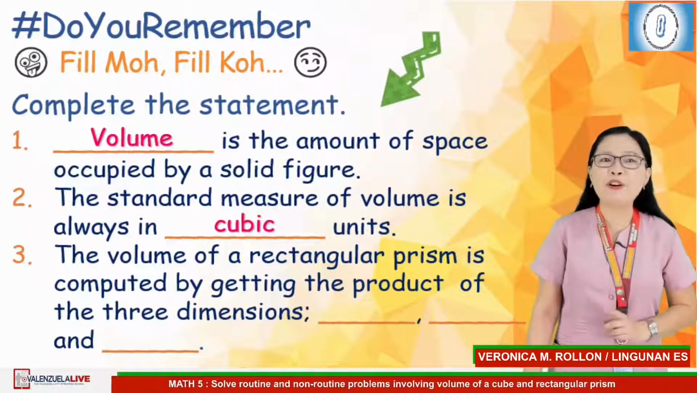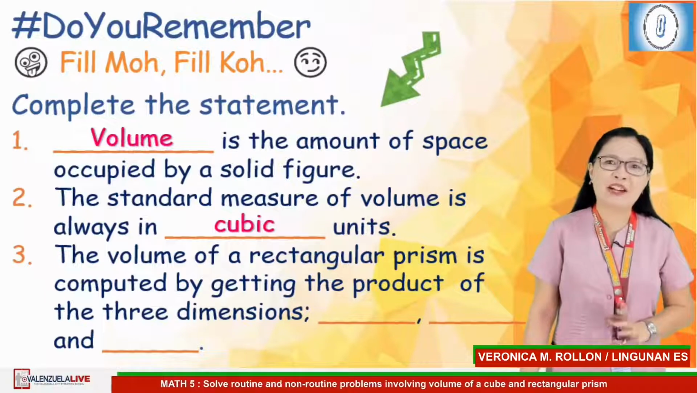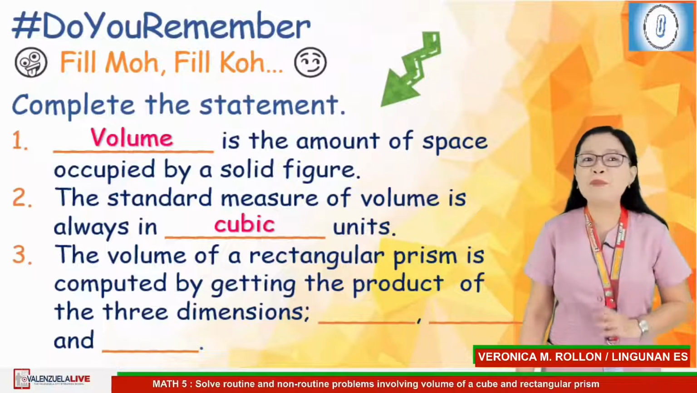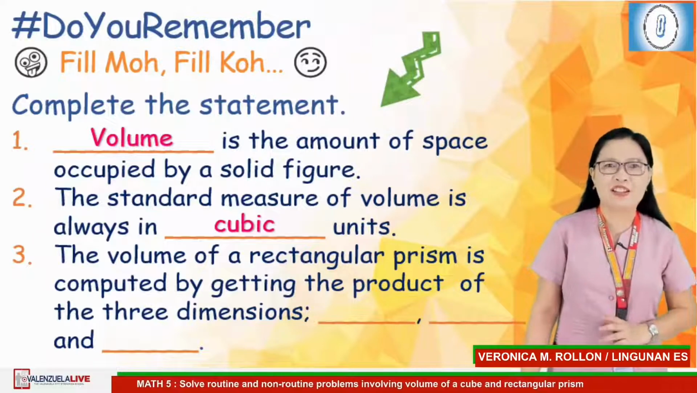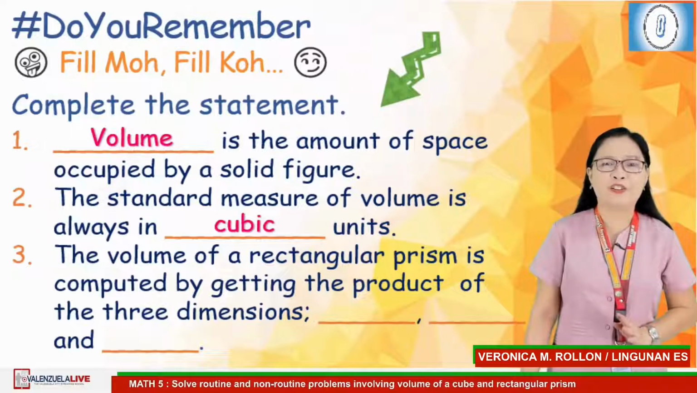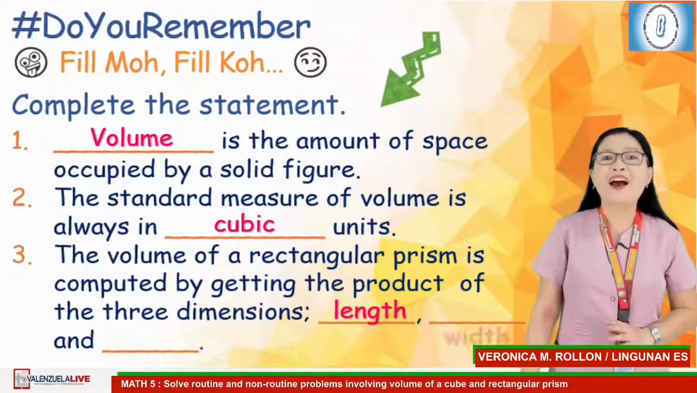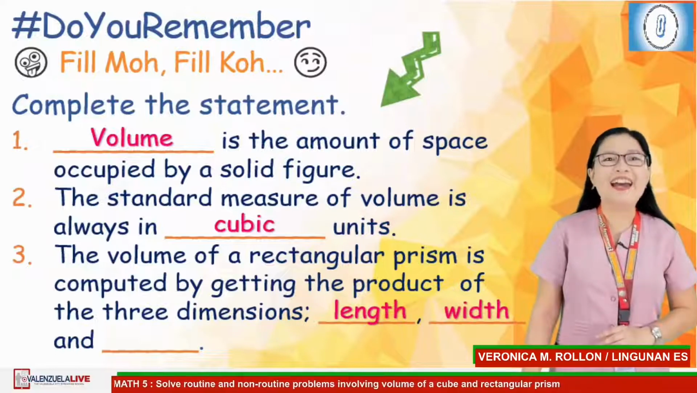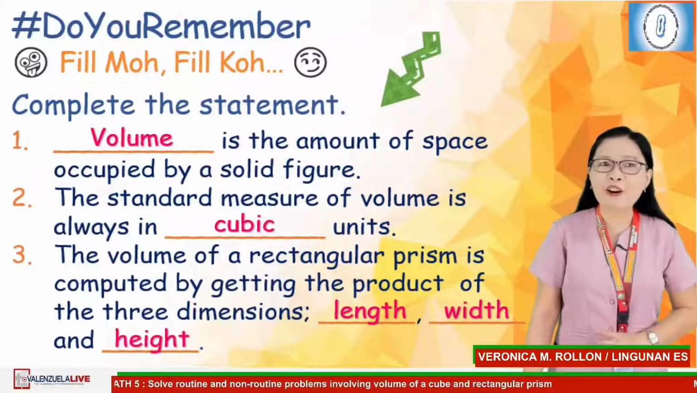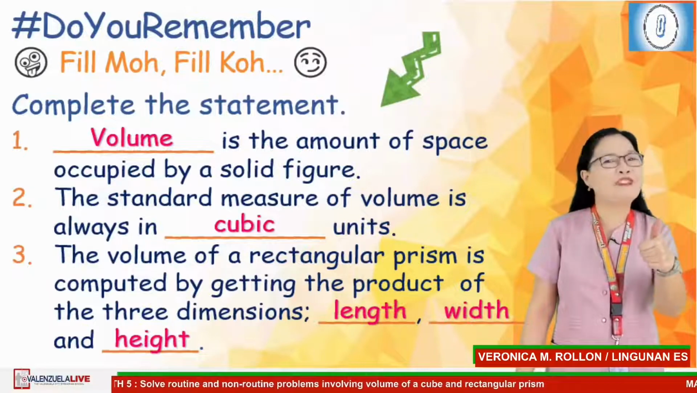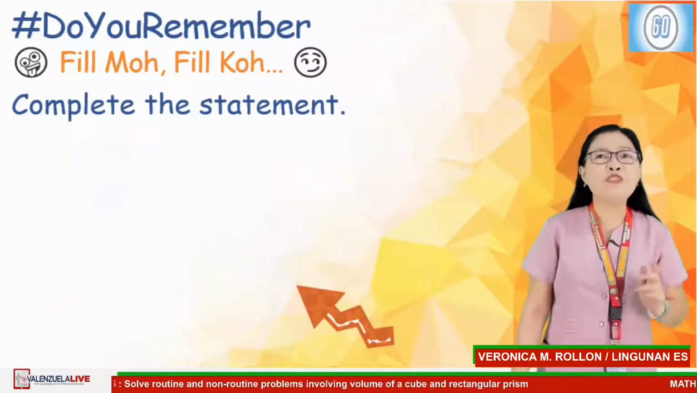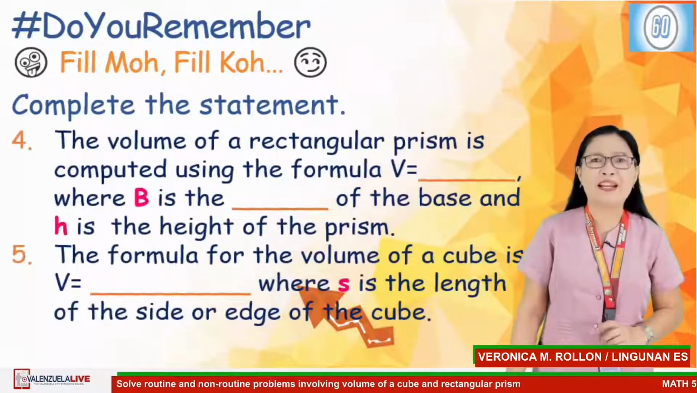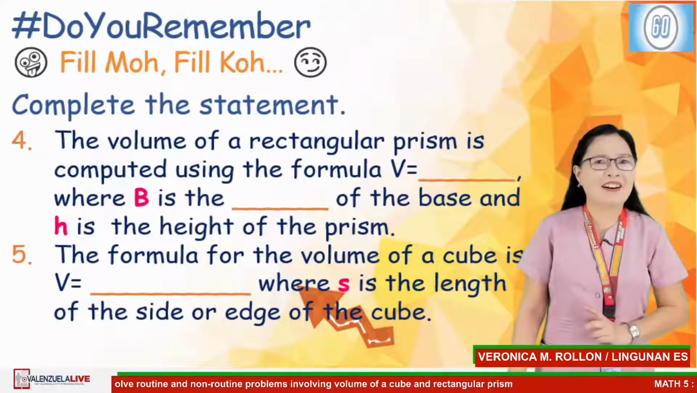And for number 3, the volume of a rectangular prism is computed by getting the product of the 3 dimensions in any particular order. We have the length, the width, and height. Did you get a perfect score? Good job, grade 5 math learners. Let's have another one. For number 4 and 5, timer starts now.